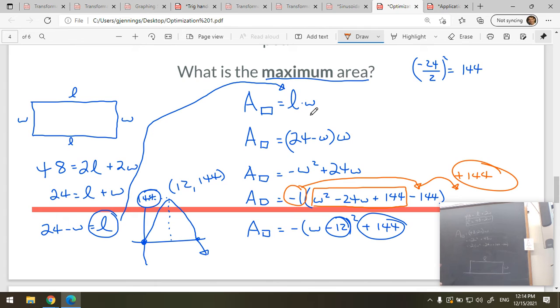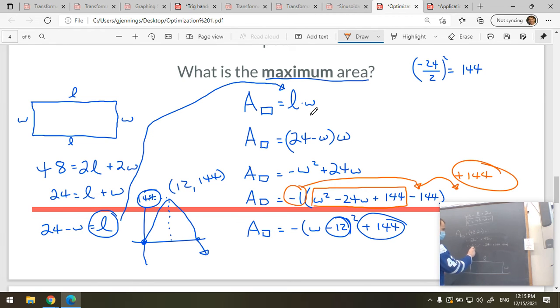Did I do something wrong? Length times width is my area. Length plus 2 times the width is 48. Yeah. Okay. And then here, I'm going to optimize that. It's still 12. Why is it still 12? Have I made a mistake somewhere? Must be. Oh, it is still 12. Huh, it's still 12. The width is still 12, but the length is now 24.